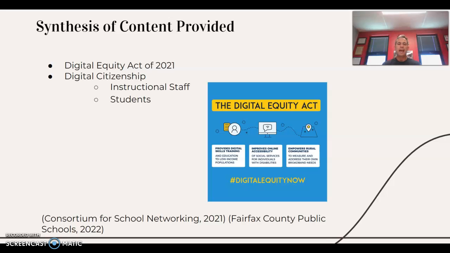Then looking at digital citizenship. For instructional staff and students, we want staff to be able to model, teach, and then utilize some digital citizen curriculum. We want students to be able to follow the rules. We want to be able to have them work with parents and teachers, and then make sure that they are safe and respectful using technology or when being online.